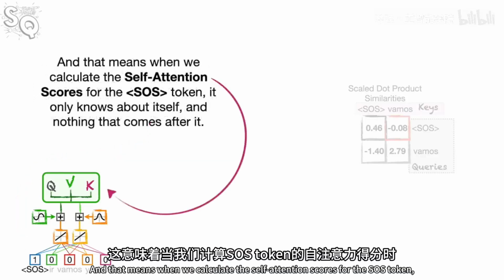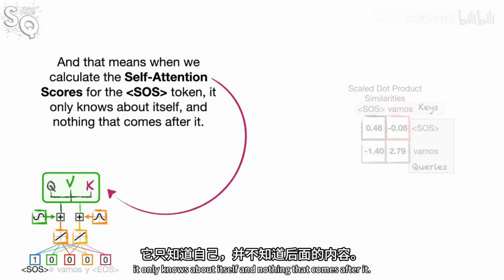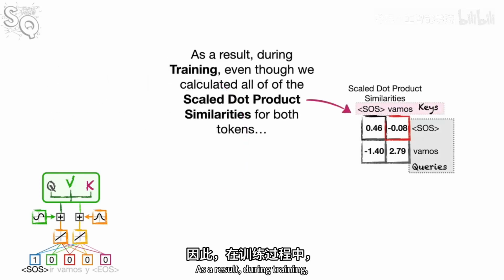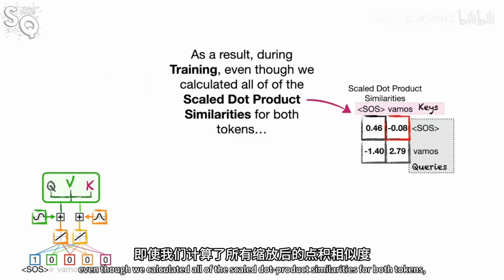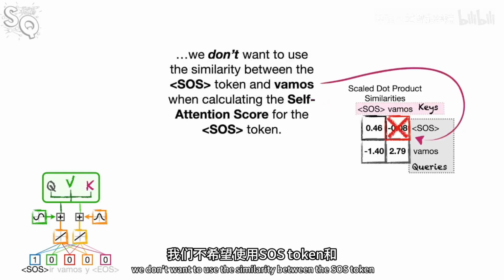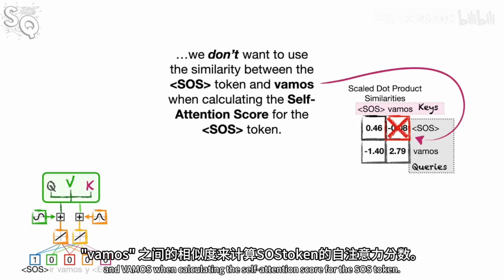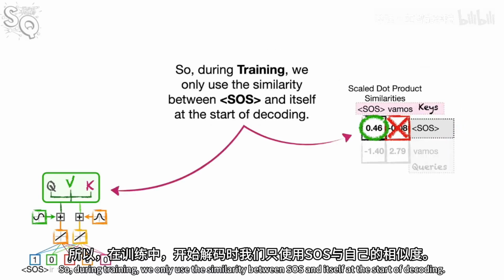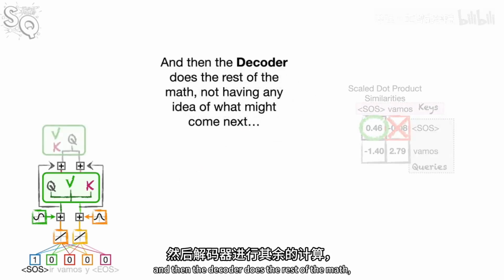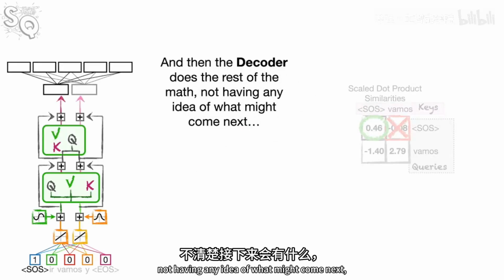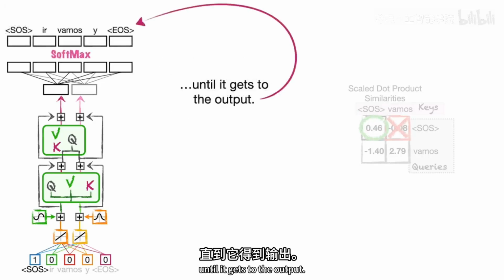And that means when we calculate the self-attention scores for the SOS token, it only knows about itself and nothing that comes after it. As a result, during training, even though we calculated all of the scaled dot product similarities for both tokens, we don't want to use the similarity between the SOS token and Vamos when calculating the self-attention score for the SOS token. So, during training, we only use the similarity between SOS and itself at the start of decoding. And then the decoder does the rest of the math not having any idea of what might come next, until it gets to the output.